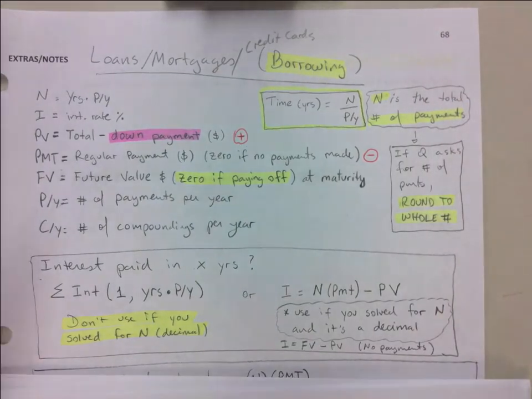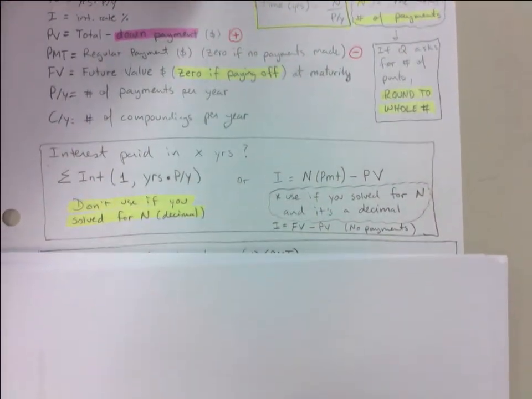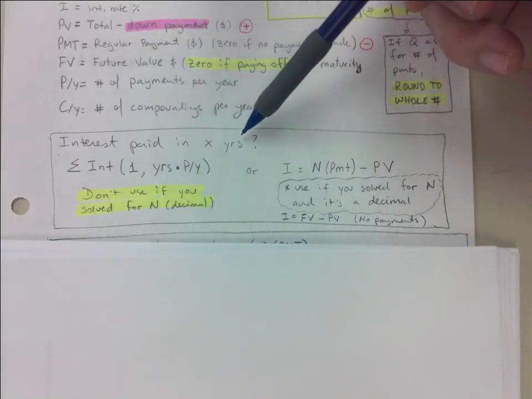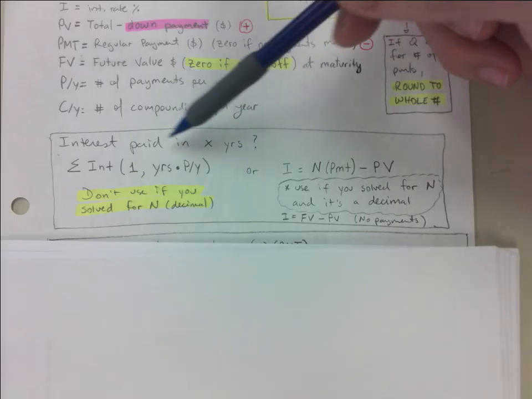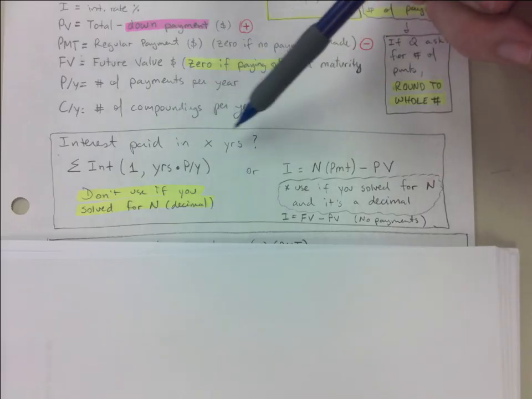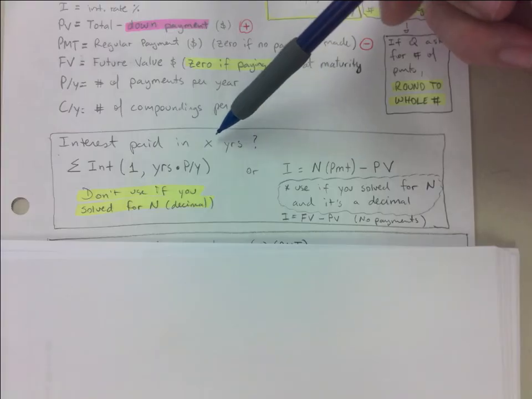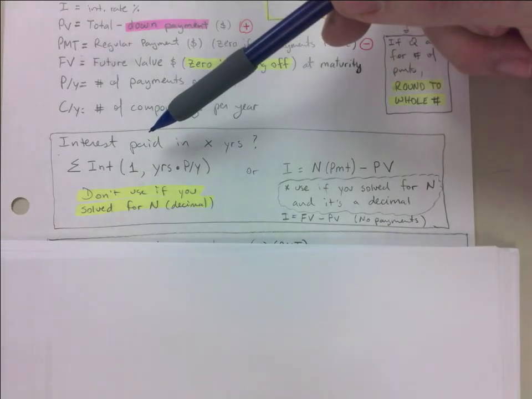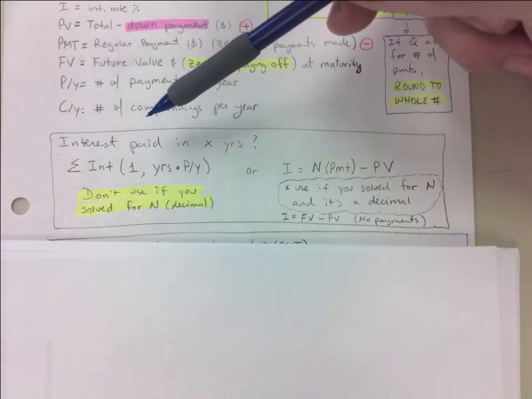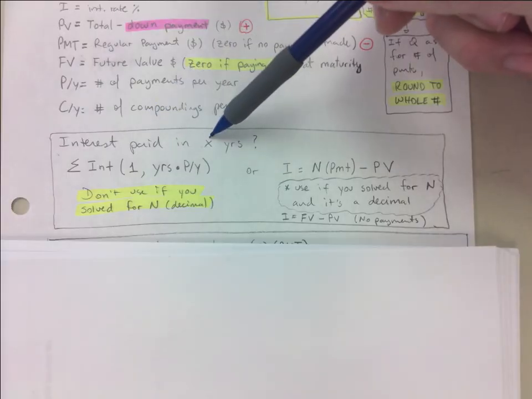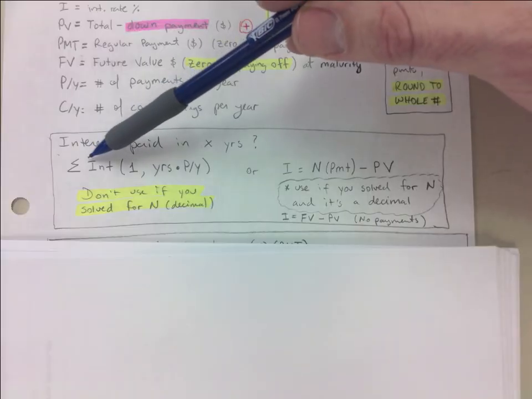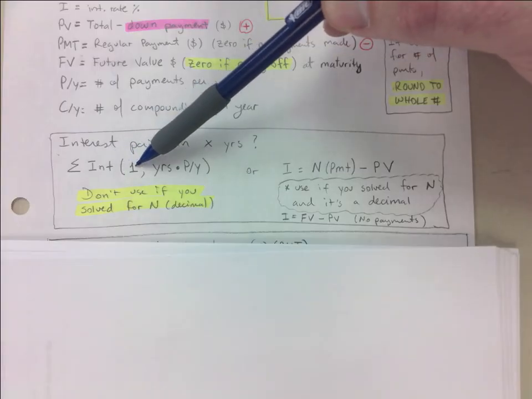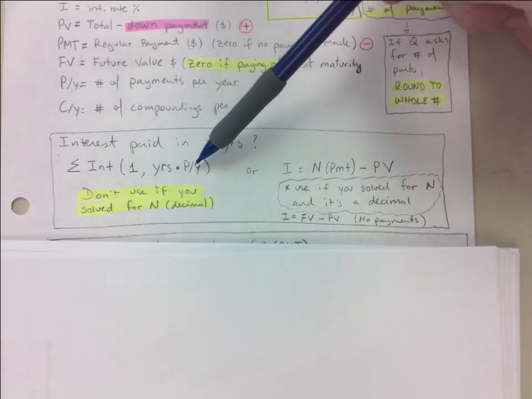Following this, so underneath, more. Interest paid in X number of years. So let's say the question asks you, if it's a 5-year loan, they might say, figure out the interest over 5 years. Or it might be a 5-year loan, but you're wondering, how much interest will I have paid over the first 2 years? Right? That's why this is X. We use the same as before. We use the sum of interest for function. We start with 1, and then we'll just go years times PY.